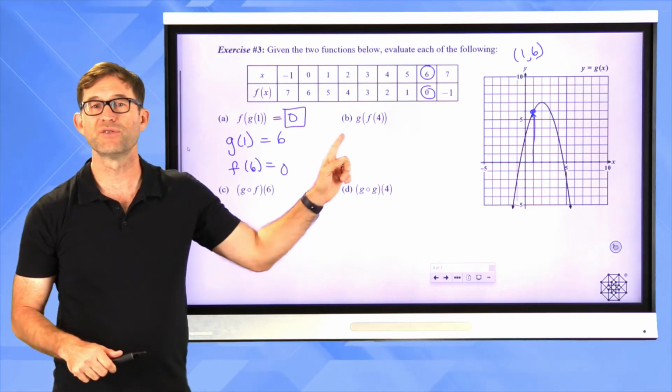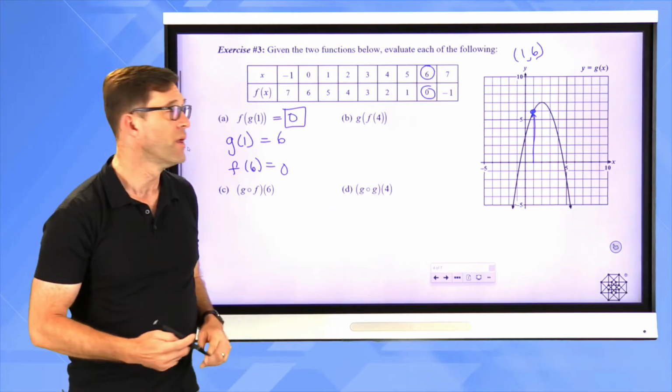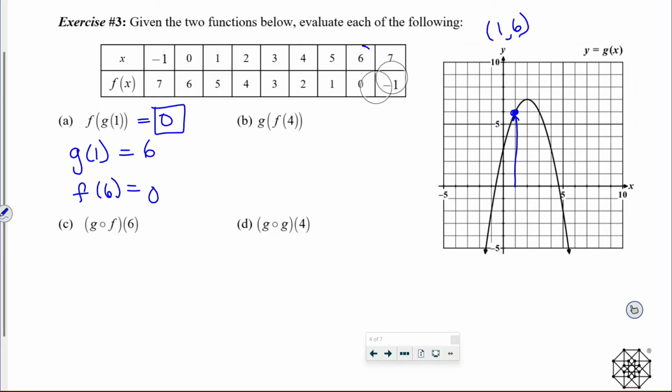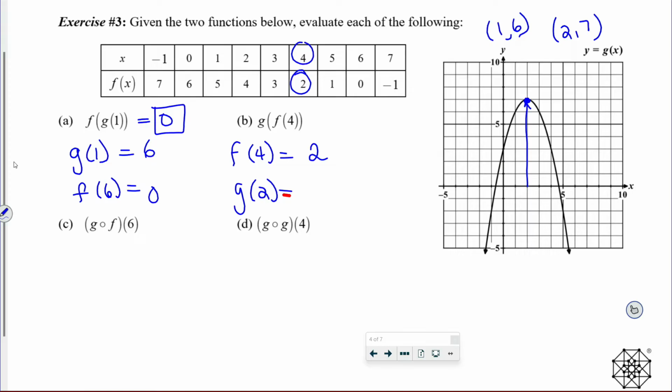All right, so let's do B. G of f of 4. The first thing that I want is f of 4. So f of 4, here's an input of 4. My output is 2. Now I want g of 2. So again, I have to come to my graph, go to x equals 2, go up here. I've got the point (2, 7), and so g of 2 is 7.